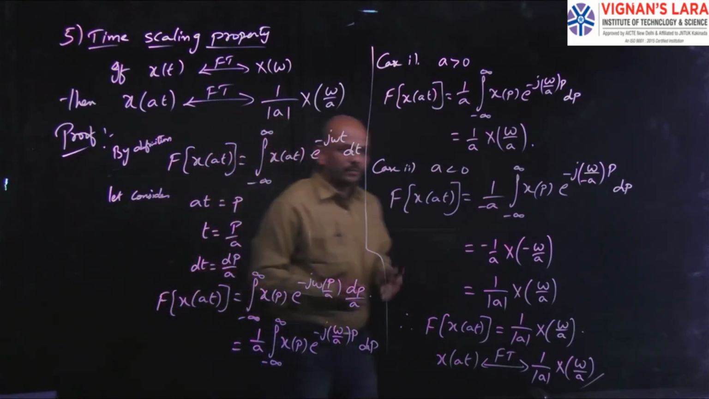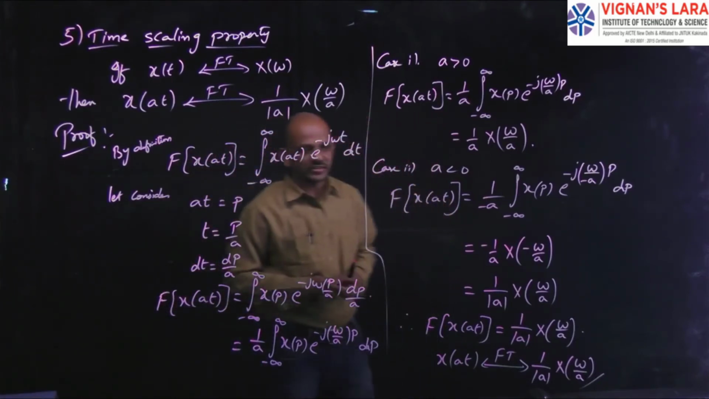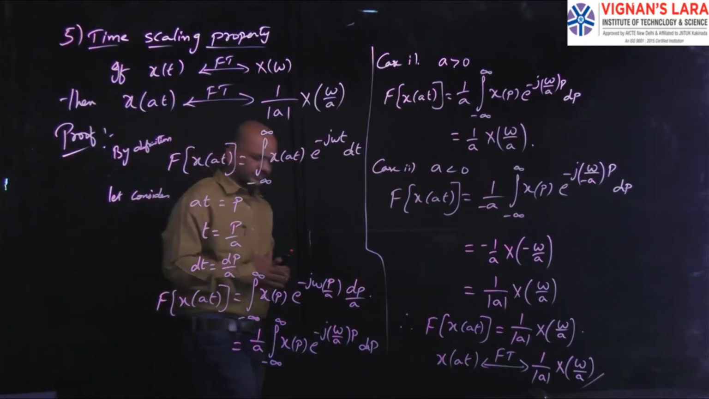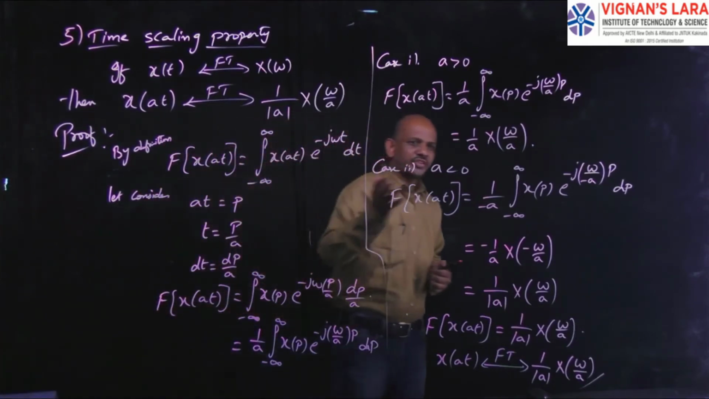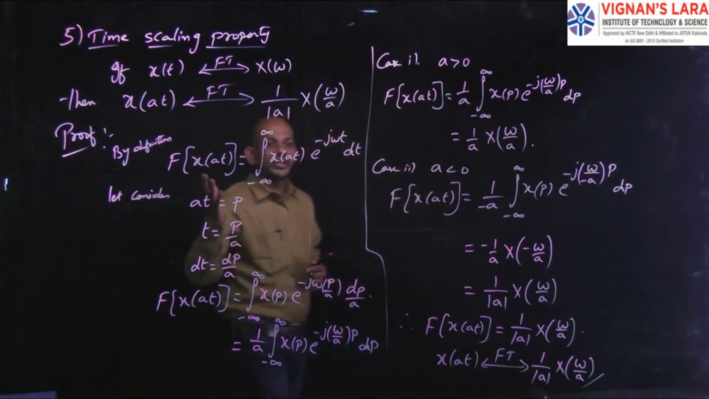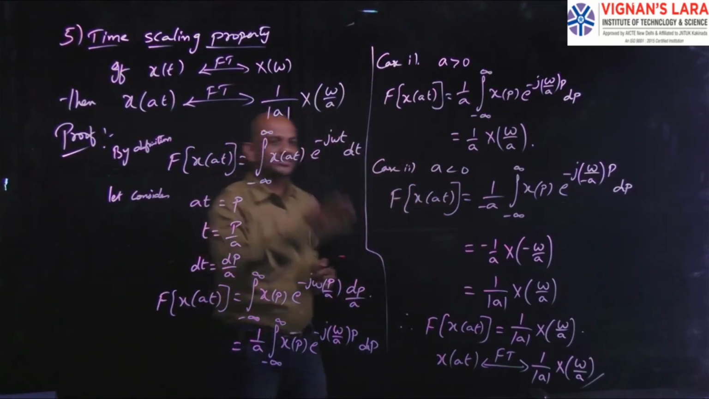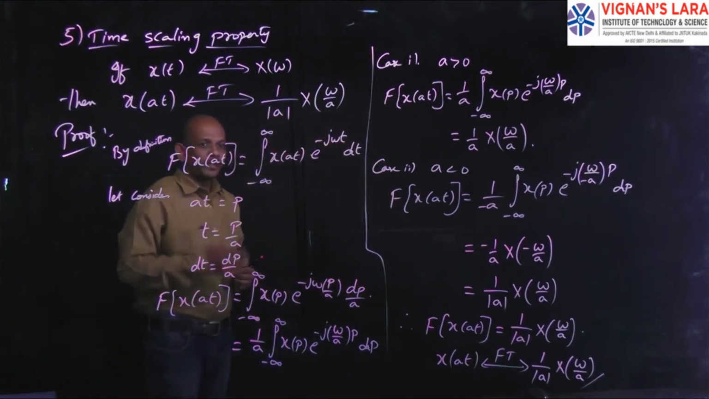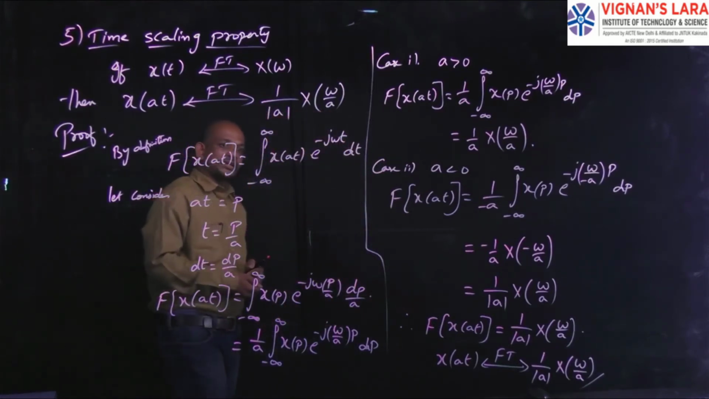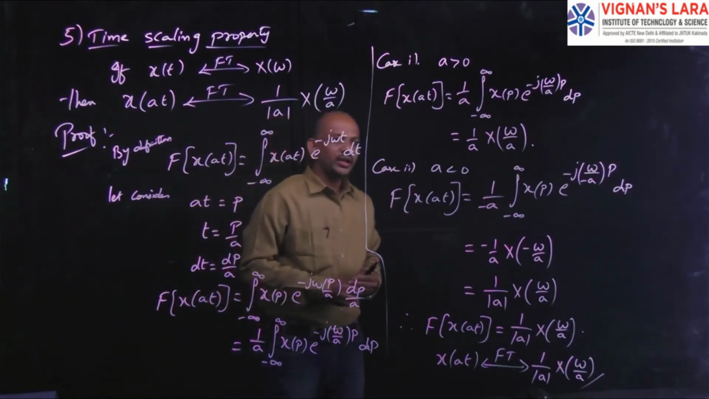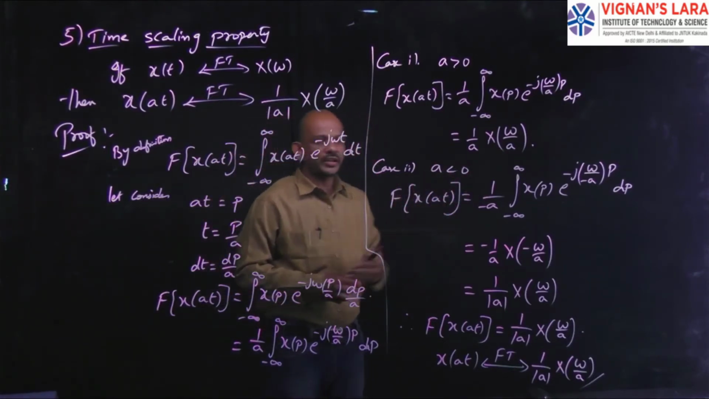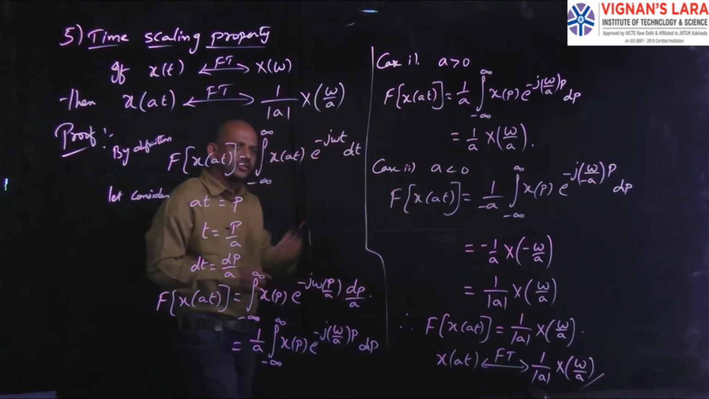So up to now I have gone through the proofs of 5 properties. That is, the first one a linearity property, next a time shifting property, next a frequency shifting property, next a time reversal property, next a time scaling property. After that we have a differentiation in time domain property, a differentiation in frequency domain property, integration property, multiplication property, convolution property, so many.